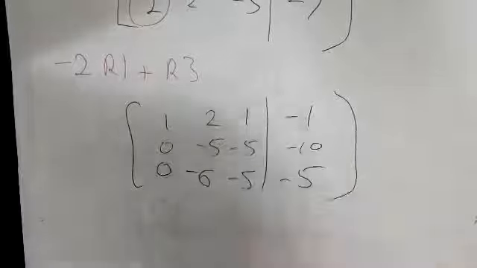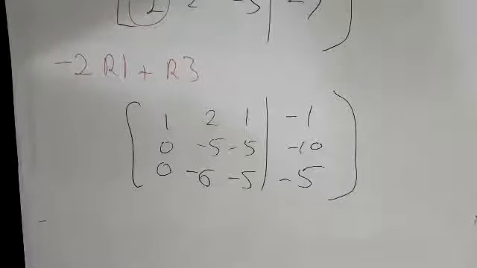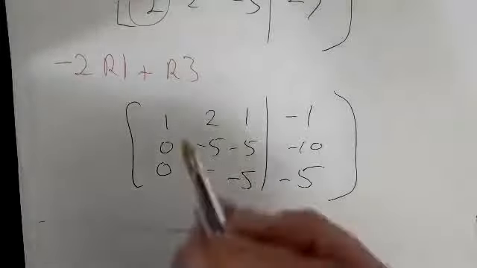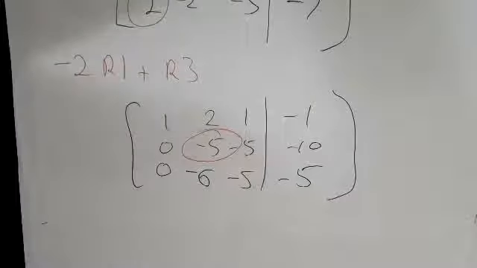I'm looking here. I want to get ones and zeros. I'm done with that column. I want to move over. I want to do the next column now. So now I want to do this one. I want to make it a one.